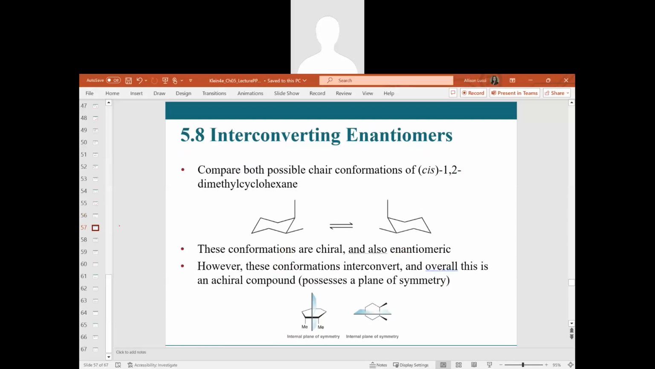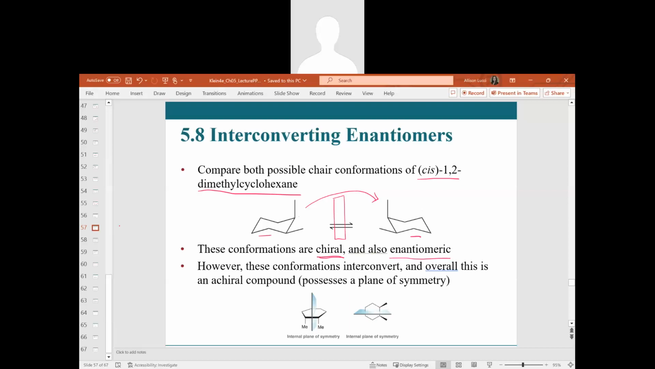We see this not only with butane, but with cyclohexane as well. Specifically here with this example, we have a cis-1,2-dimethylcyclohexane, and we see the two chair conformations here. After ring flip, right, one flips to the other. Both of these conformations would be chiral and also would be enantiomers through our analysis, right?